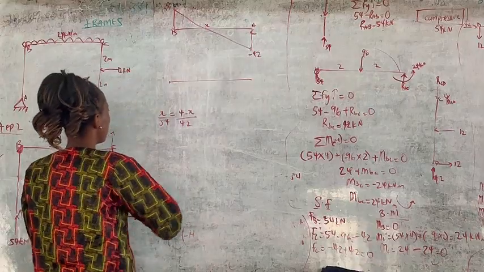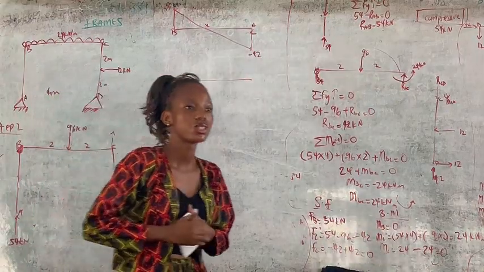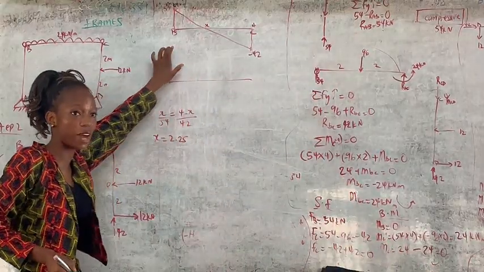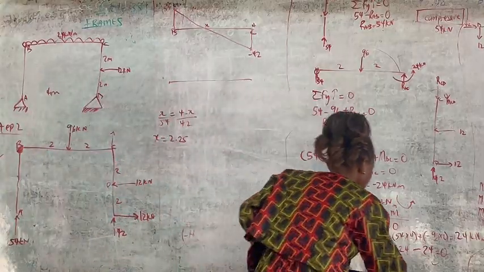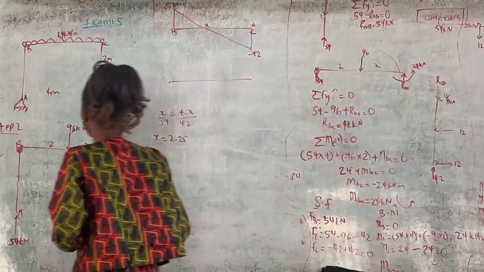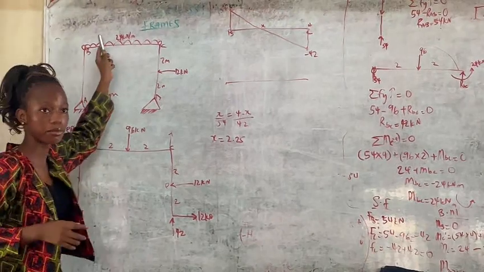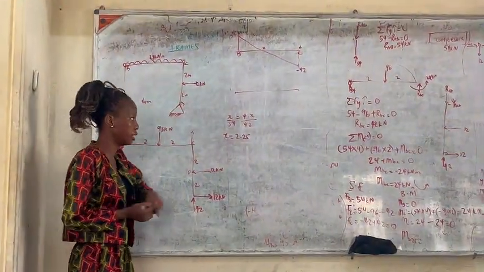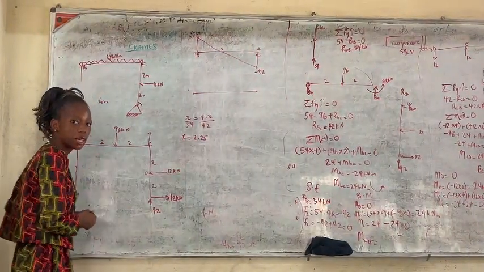So our x here is what? 2.25. So we need to find the bending moment at 2.25. Now, what's the total length of the beam? 4. But what do we need? We need 2.25. That means this is what?